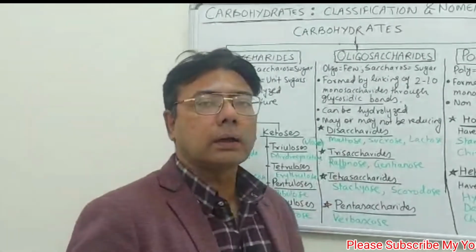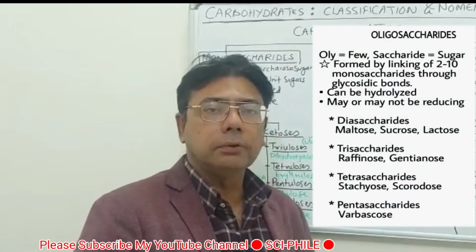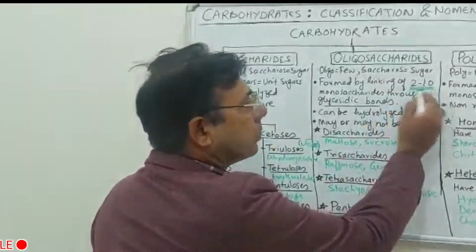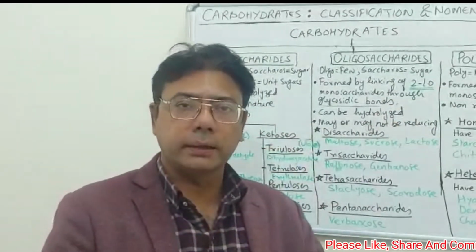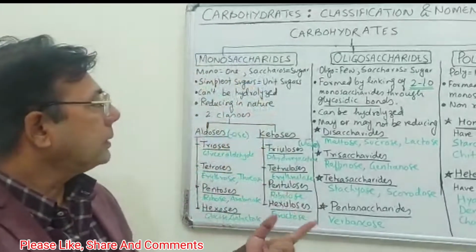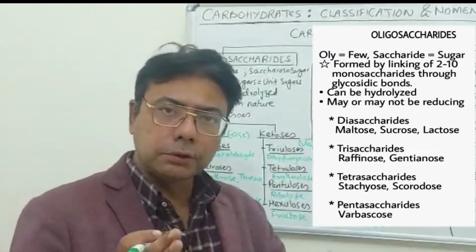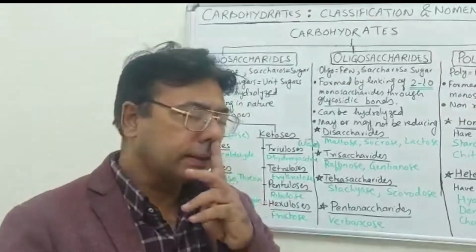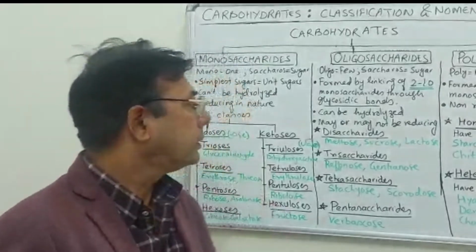The second category of carbohydrates is oligosaccharides. Oligo means few, so these are carbohydrates having few sugar units. They are formed by linking 2 to 10 monosaccharides, and they are linked through bonds called glycosidic bonds. Glycosidic bonds are bonds that link sugars together. One of their properties is that they can be hydrolyzed. If there are 2 sugars in an oligosaccharide, on hydrolysis it will yield 2 monosaccharides. And if there are 3 sugars linked together, on hydrolysis it will yield 3 monosaccharides, and so on.